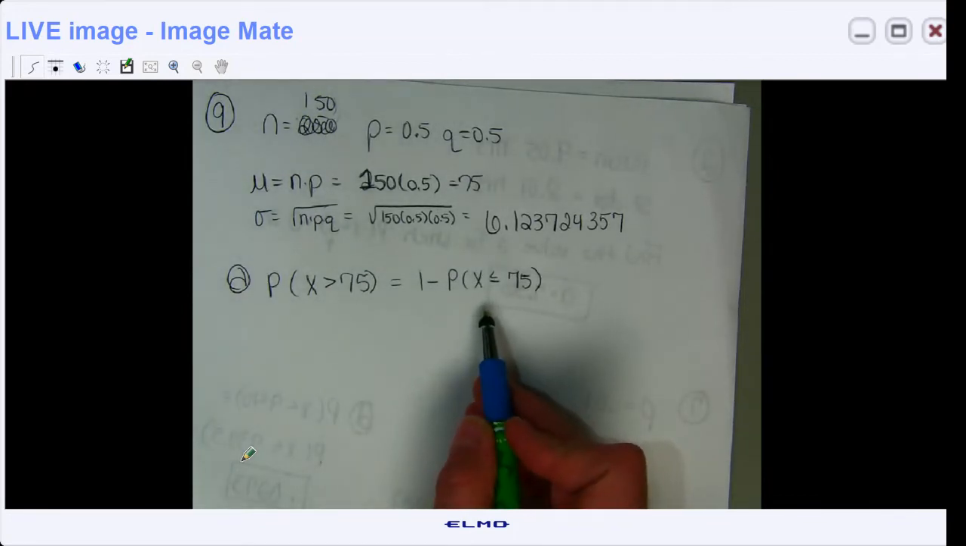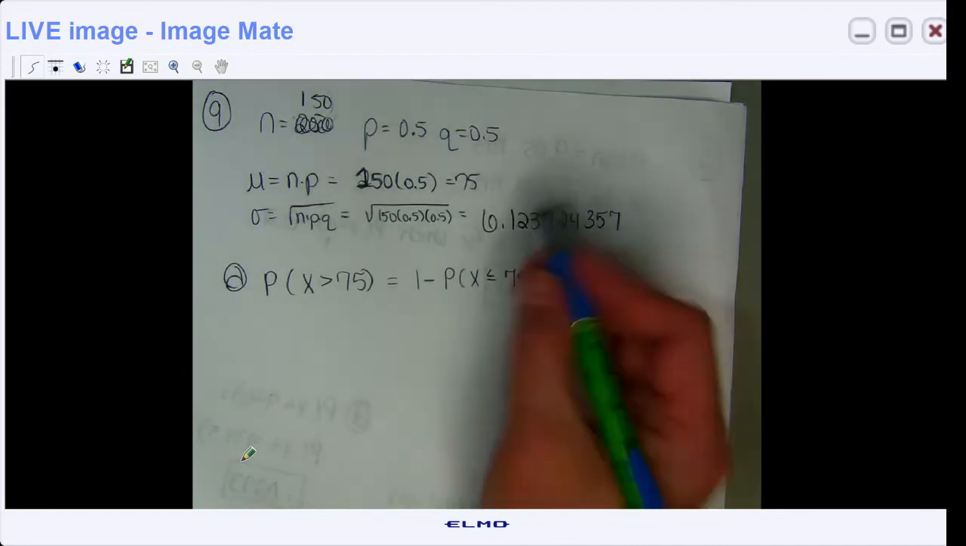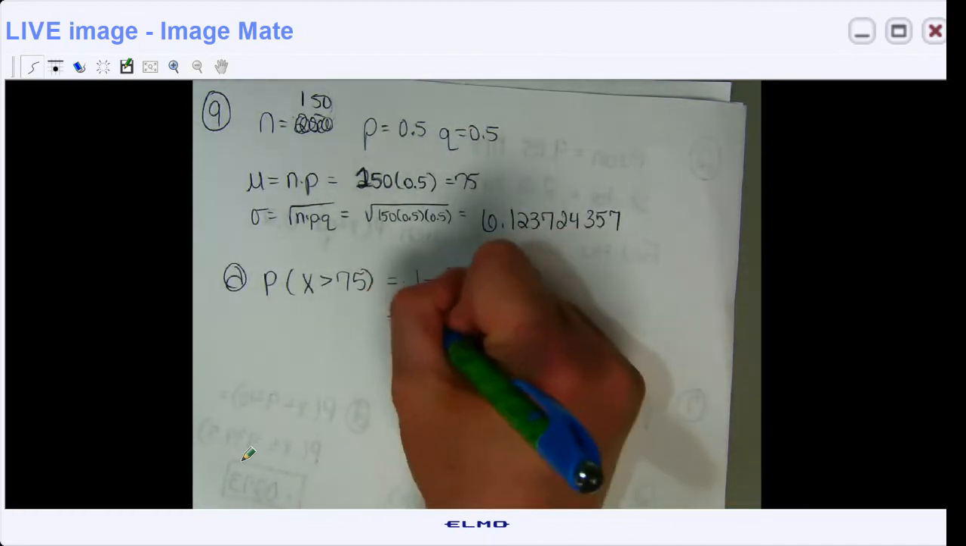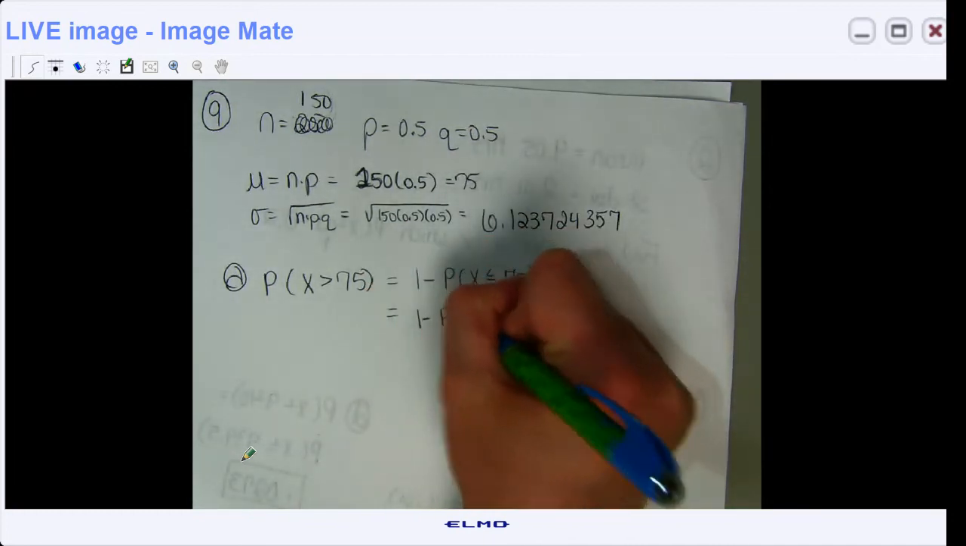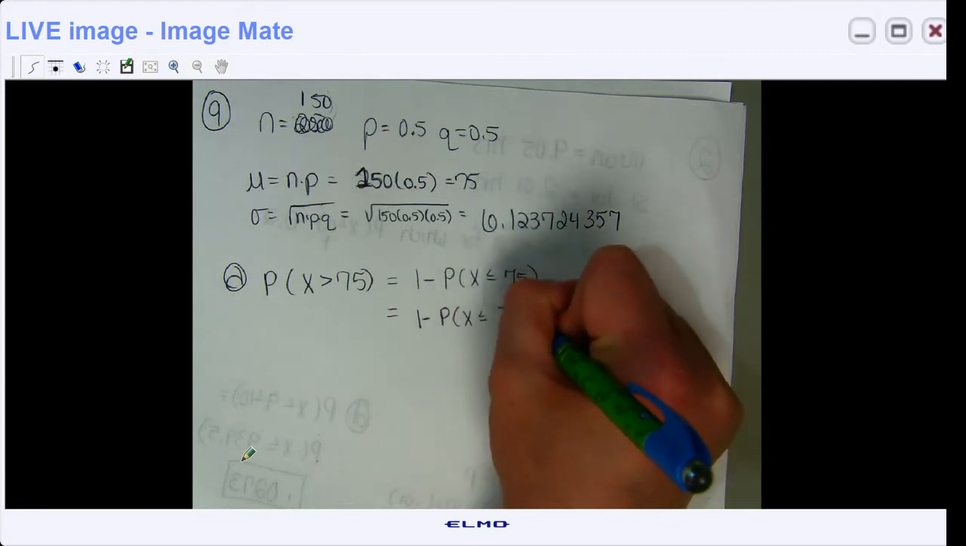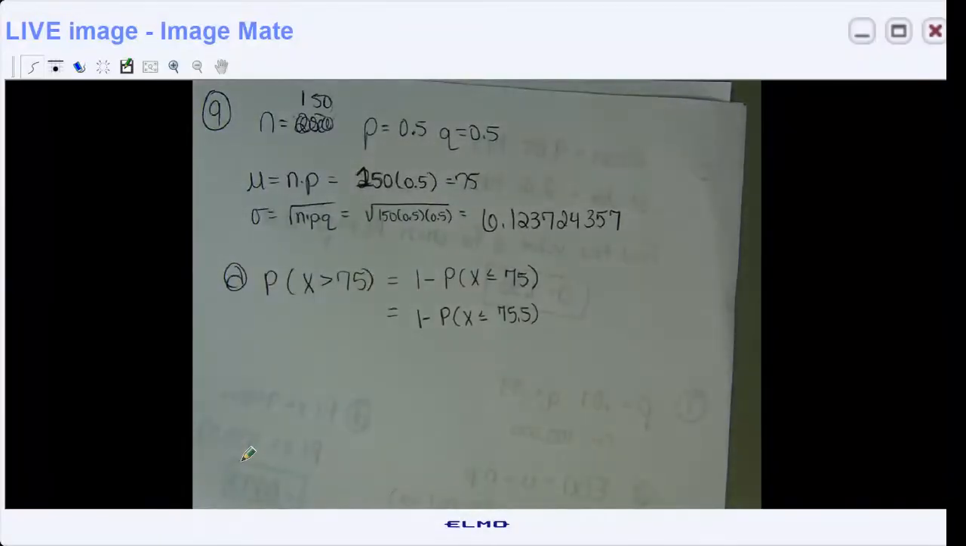From here, we've got into our binomial form. The only other thing we want to do is add that correction for continuity. So that's going to be 75.5.